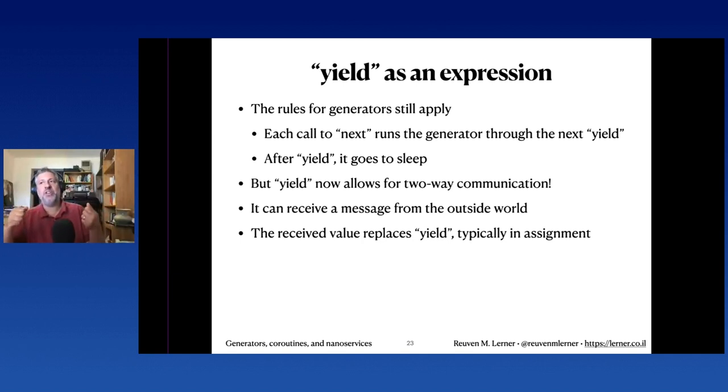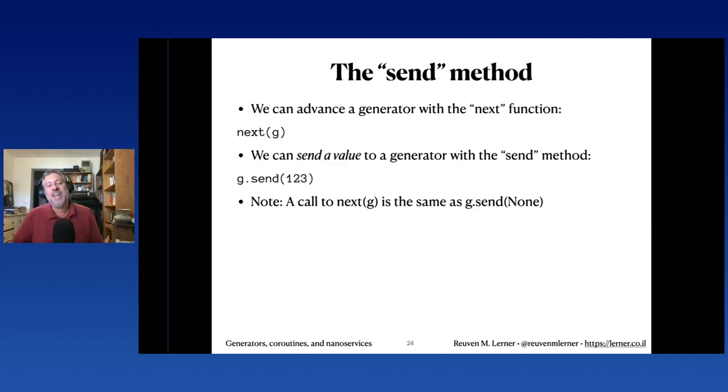Our generator, sticking around in memory across the calls to next, can now receive messages from the outside world. We can send something and another something and another something. And whatever we send to it replaces that yield in the expression, typically an assignment. And the way we send something is with the send method.